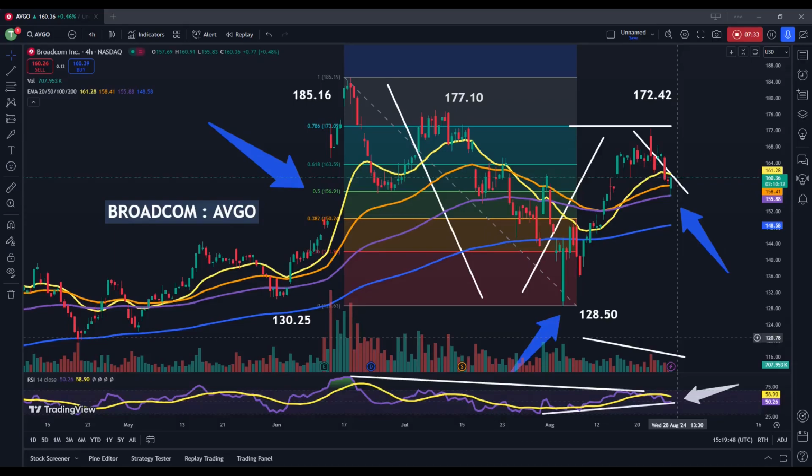So here's the current market update for Broadcom Incorporated, stock ticker AVGO.